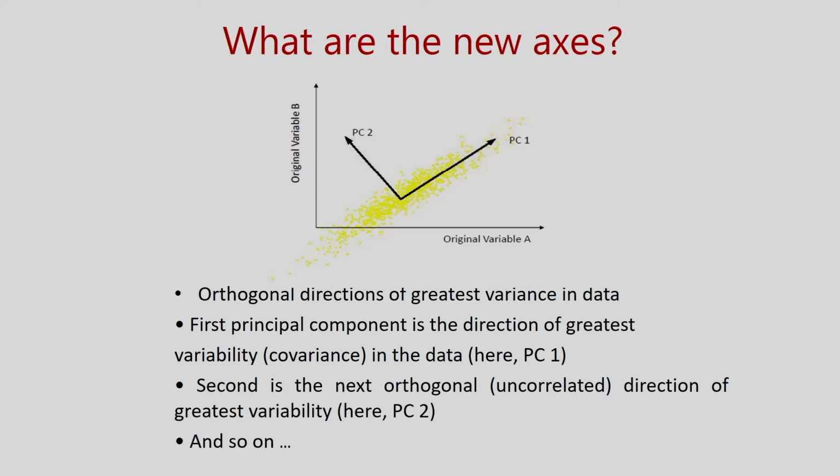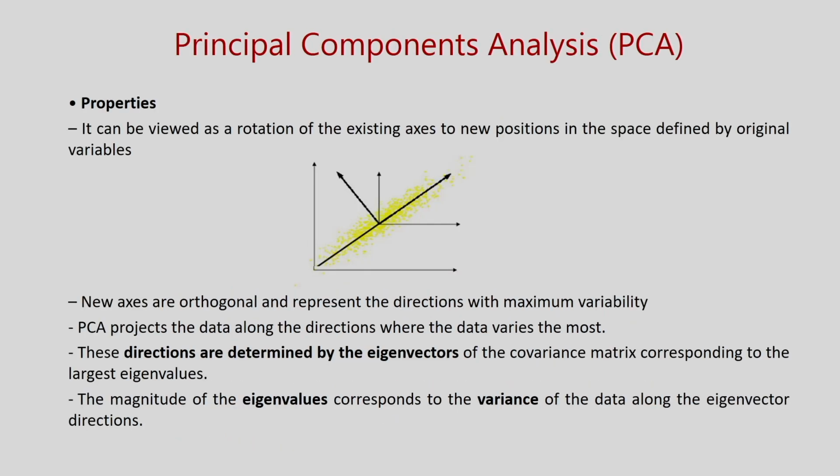So, the orthogonal directions of the greatest variance in data. I have the first principal component PC1, the second principal component PC2, and like this I have the principal components, that is nothing but the direction of the eigenvectors. These are the eigenvectors. Already I have explained, because of the KL transformation, I will be getting a new coordinate system. In the new coordinate system, my new axes will be the eigenvectors. So here you can see these are my eigenvectors, U1, U2. The new axes are orthogonal and represent the directions with maximum variability.